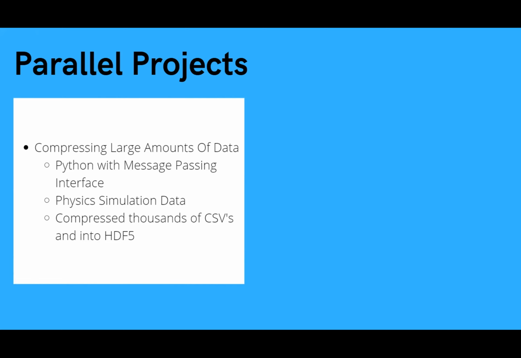So my job was to take all that data, mush it all together and compress it so that it's easier to work with. I used Python for this task and the Message Passing Interface to get this done. I got it working in parallel and gave it to my boss. I wrote this code, it should work on all the simulations, and it did.